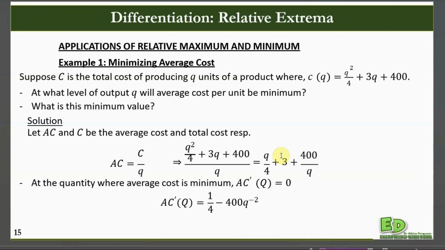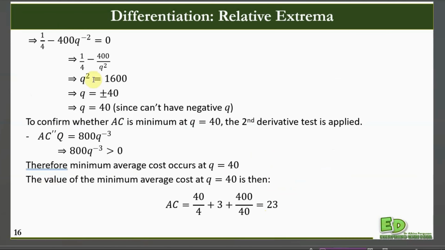Same application of what we did under the extreme value theorem or relative extrema. We have the function now. We are going to differentiate the average cost function we have here and equate it to 0, right? After doing that, we have this, and then our quantity will be plus or minus 40 because of the square here and the square root. Since we can't produce negative units, we can't say we are producing negative 40 units, no. So Q is equal to 40.